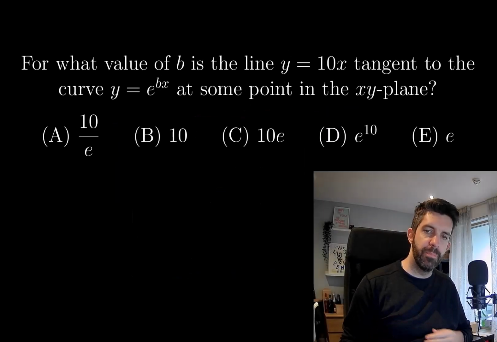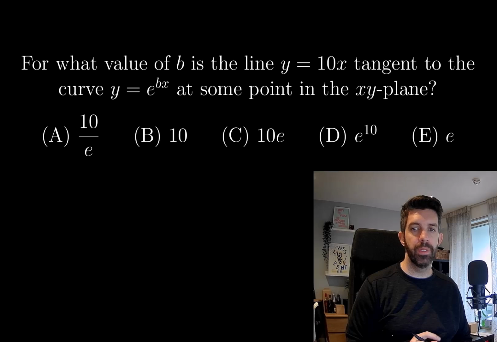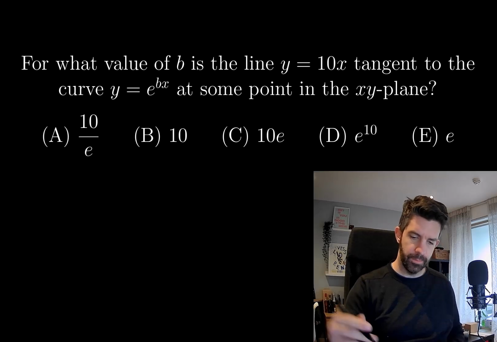For what value of b is the line y equals 10x tangent to the curve y equals e to the bx at some point in the xy plane? And we have a bunch of values of b given here. Okay, this should not be terribly difficult.